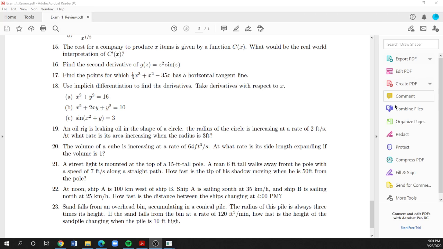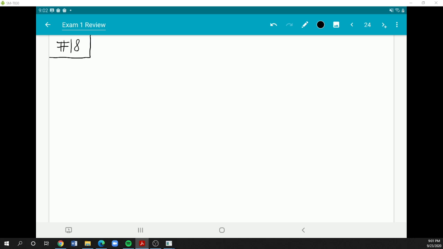Alright, so now we're looking at problem 18. Use implicit differentiation to find the derivatives of each of these functions. And it specifically tells us take derivatives with respect to x, just in case you might get confused. So let's start. X squared plus y squared equals 16. We want to find the derivative.